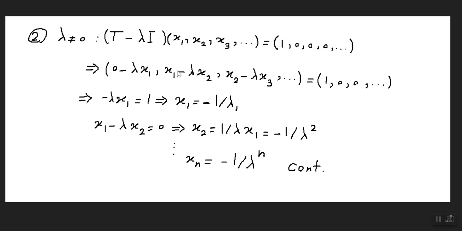And here, x1 minus lambda x2 must be equal to 0, right? So here you can see, from this equation you get x2 equals 1 over lambda times x1. And x1 is minus 1 over lambda. So you get minus 1 over lambda squared. So if you continue this process, you get each xn equals minus 1 divided by lambda to the power of n. Okay? Again, there is a contradiction.